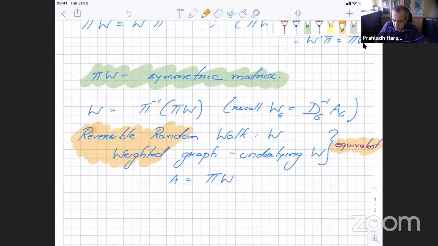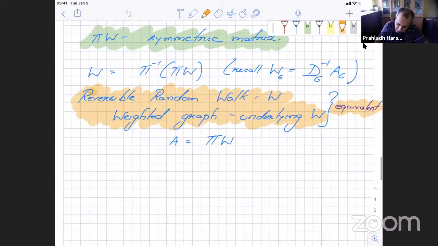So when people say reversible Markov chain, all you have to think is that there's a weighted undirected graph underlying, and the weights are not the transition probabilities, but the stationary probability times the transition probability. Okay. Now some remarks, some observations on the eigenvalues.